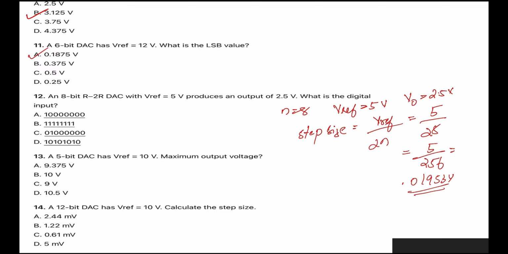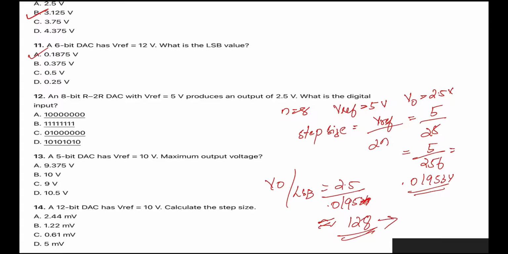Now we require the digital input value. For that we have to find V out divided by the LSB value. That is equal to 2.5 divided by 0.01953 volt. This will come as approximately equal to 128. So we have to find the corresponding digital code for the value 128. Here the answer is option A.